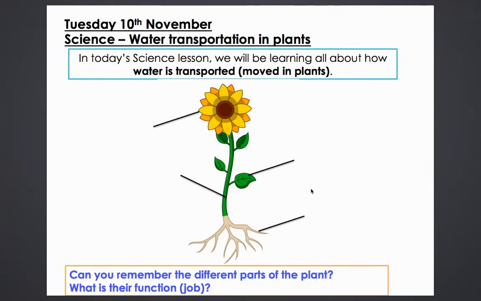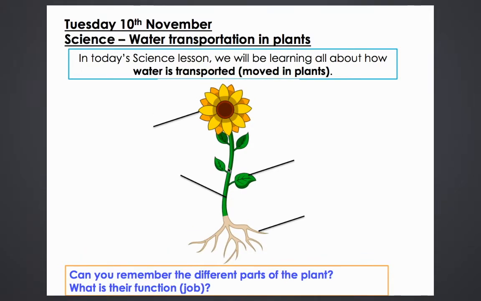Okay? First of all, just a little recap task. What I want you to do is label the different parts of the plant. Now, we did this in school, so I'm sure you'll be experts at it, okay? Once you've labelled the different parts of the plant, or you've told somebody what the different parts are, if you don't want to write it down, that's fine. What I want you to do is say what the parts do, or what their job is, or what their function is, okay? So pause the video and have a little go at that.